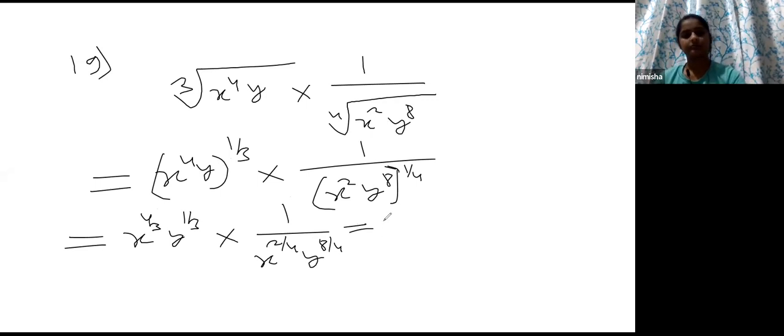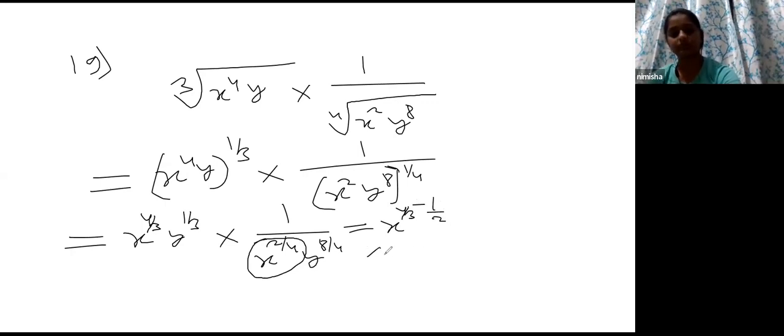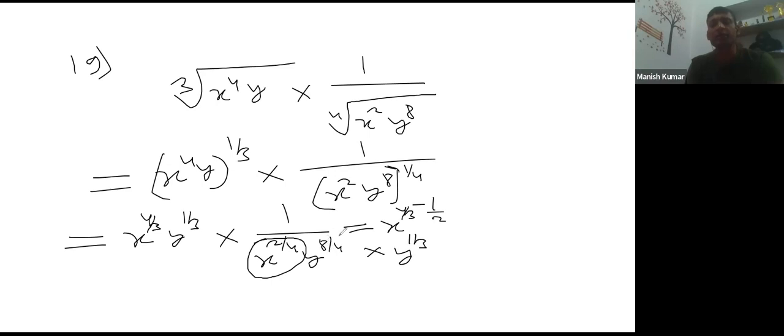Yes, sir. Okay. So x to the power 4 by 3. And this x to the power 2 by 4 means x to the power half. 2 by 4 is half only. And that if taken as numerator, then it will be minus half. This is 4 by 3, so this is 4 by 3 minus half. Can we write like this? Yes. Into y to the power 1 by 3 was already there. 8 by 4 means 2, means y square is there in denominator. If brought in numerator, it will be minus 2. Isn't it? Can we write like this?